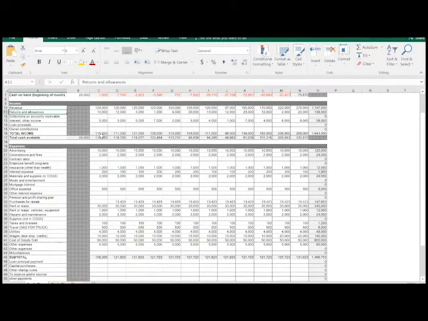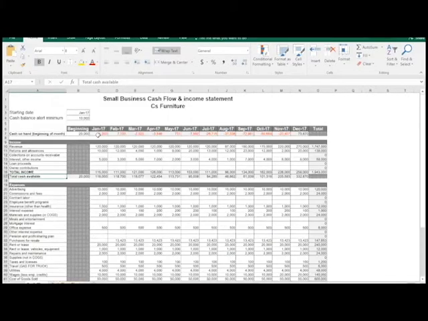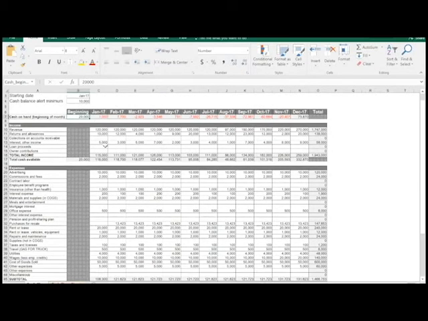So total income, okay, $115,000. Don't worry about this total cash available. It's just I'm integrating both a cash flow statement and a profit and loss statement. But that's total cash available on hand based on the beginning cash balance I had. I don't want to get you lost in that. That's why I'm not focusing on it.